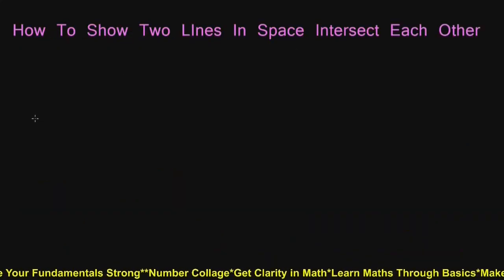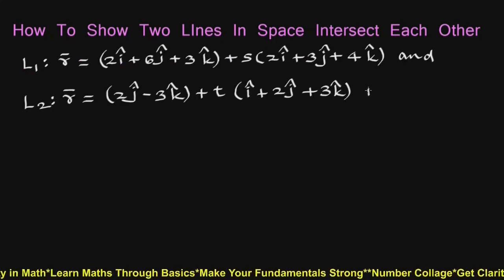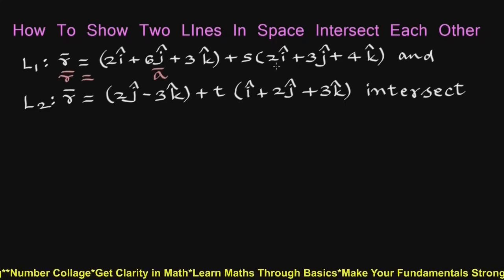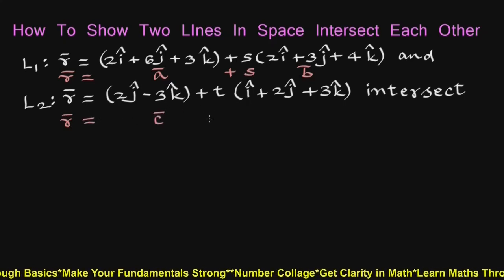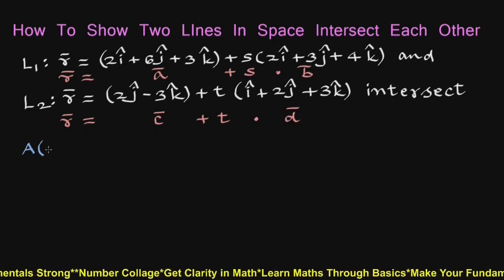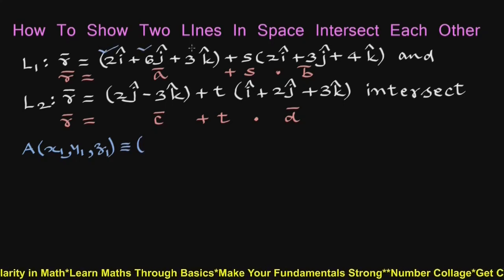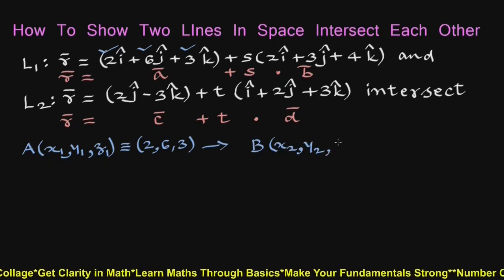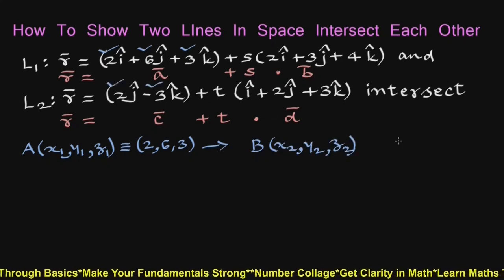We are going to show two lines L1 and L2 intersect each other. We will compare these equations with r bar equals a bar plus s b bar and r bar equals c bar plus t d bar. Point A on line L1 is (x1, y1, z1), that is (2, 6, 3), and point B (x2, y2, z2) on line L2 is (0, 2, -3).